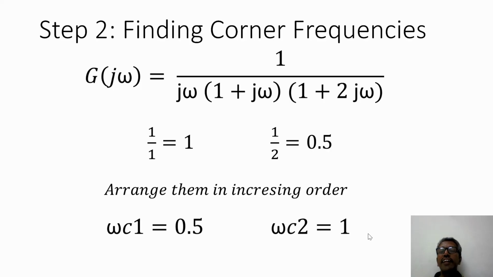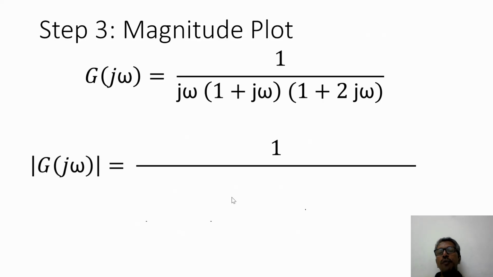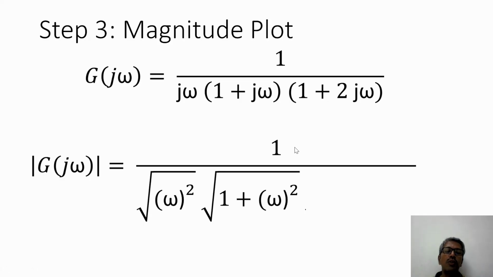Now you have to calculate the magnitude plot. For that you apply the formula, taking the square root for each omega term. In the numerator there is no omega term, so I will put 1 divided by, and here we have an omega term, so root of j omega gives root of omega square. What is the next term? 1 plus j omega. Then it will come as root of 1 plus omega whole square.